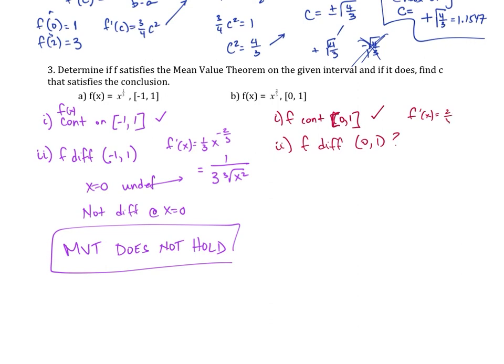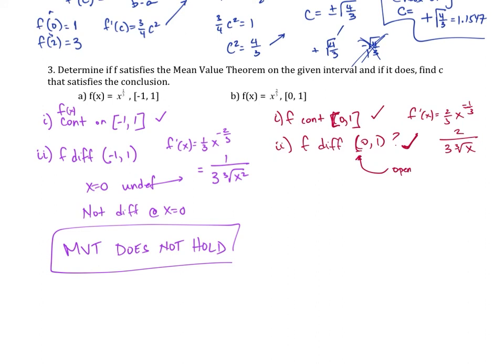This is 2/3 x to the negative 1/3 when I take the derivative. I'm going to rewrite this again as 2 over 3 times the cube root of x this time. What about if I put 0 in? Well, I'm not putting 0 in because this is differentiable on the open interval, so I won't be using 0. Anything between 0 and 1 works. This is differentiable, so steps 1 and 2 work.